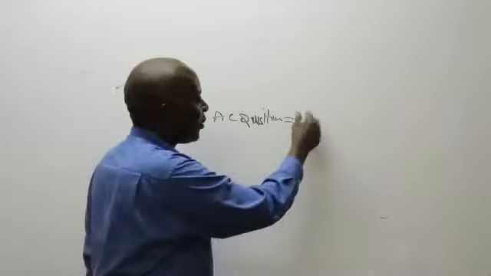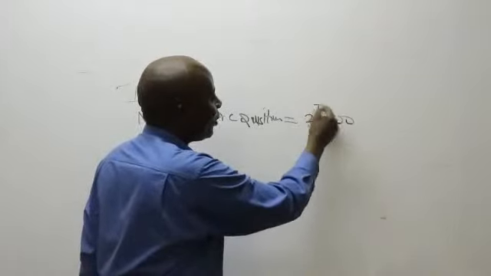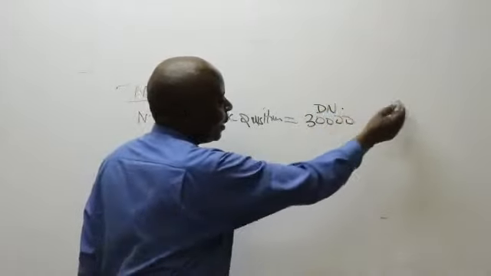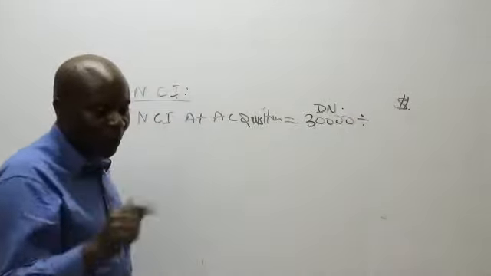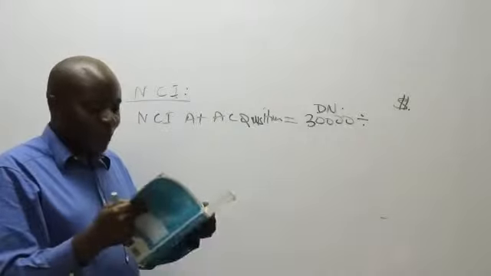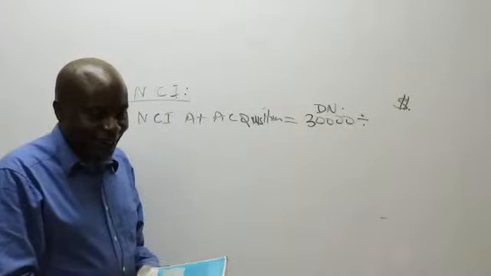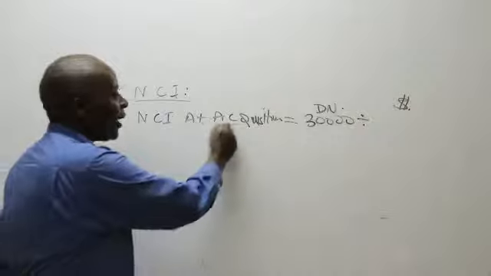NCI at 30,000 DN. But now I want to translate this to dollar. So how do I translate? Which rate should I use? 4, 3, or 2? 4, yes, because of the word acquisition at the start.